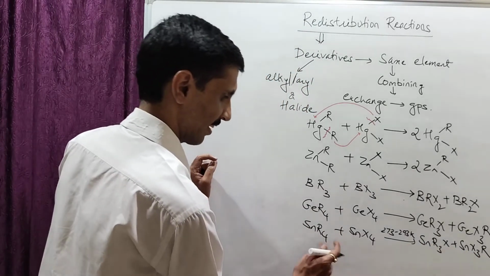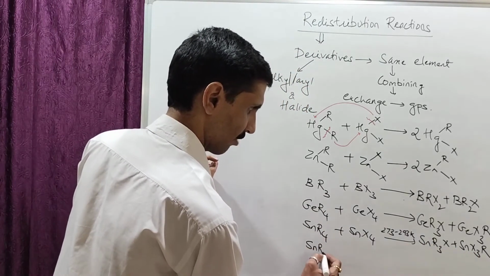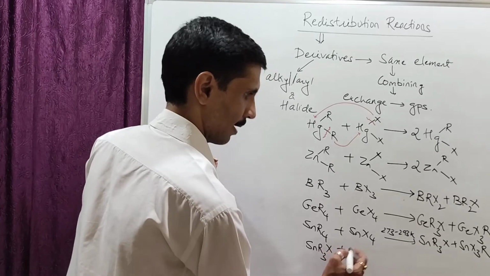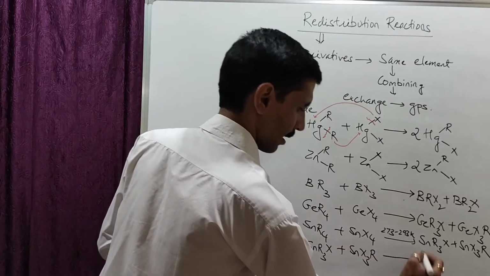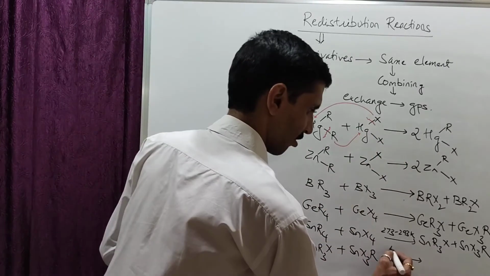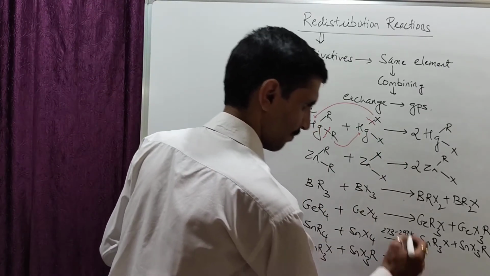Alright, now if I increase the temperature, that means I'm going to take this product of the first step as a reactant of the second step. So SnR3X plus SnX3R, okay, at a temperature of around say 450 Kelvin.